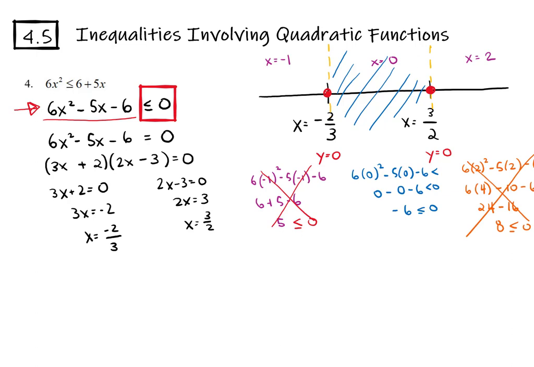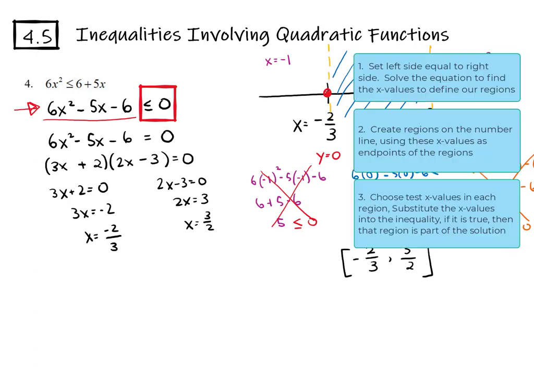So we know that the middle region is part of the solutions. We know that the endpoints are part of the solutions because the endpoints are equal to 0, and that was part of what the question asks. And so I'm going to say my region is -2/3 to 3/2, including the endpoints.